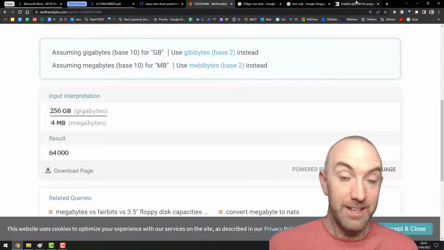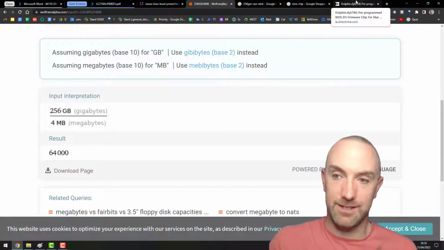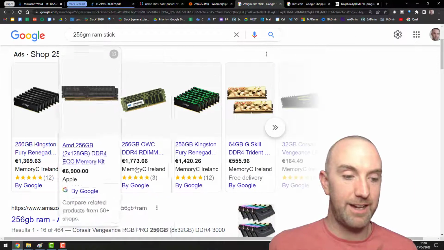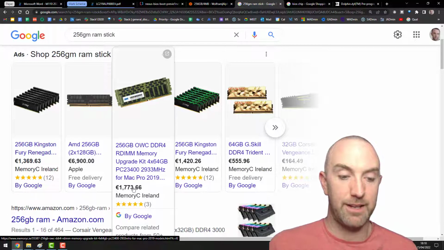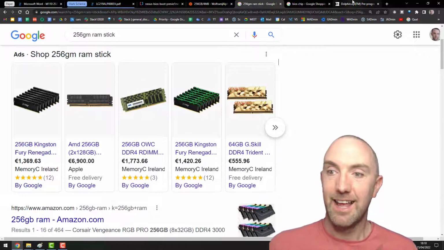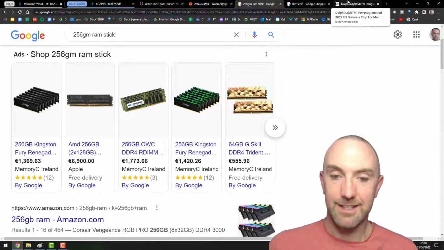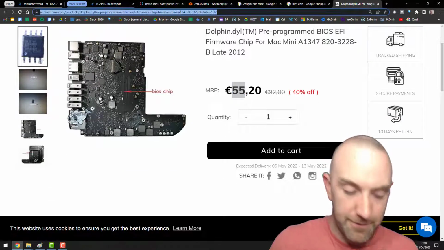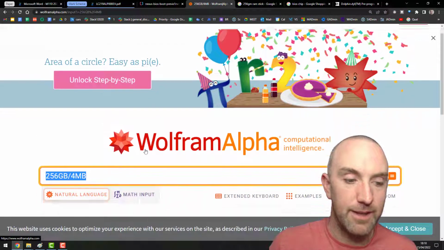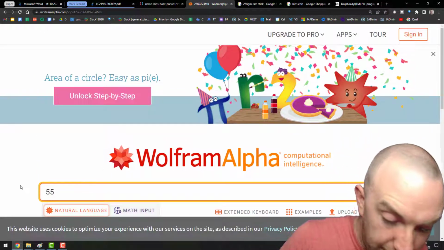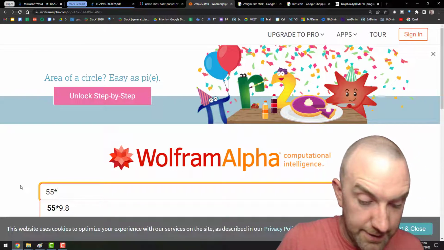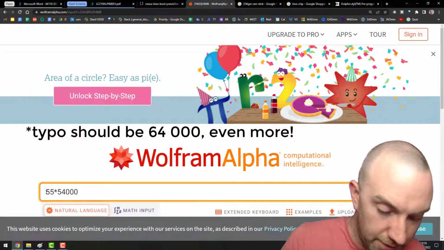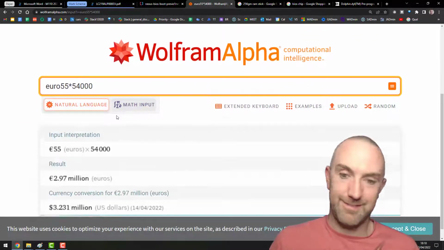So one stick, or even a set of sticks, that is about 256 gigabytes comes to like $1,500. There's a $1,500 upgrade kit, 1,700, and then you need 64,000 of these things. So what's 55 times 64,000, and that's in euro. Can I do euros?